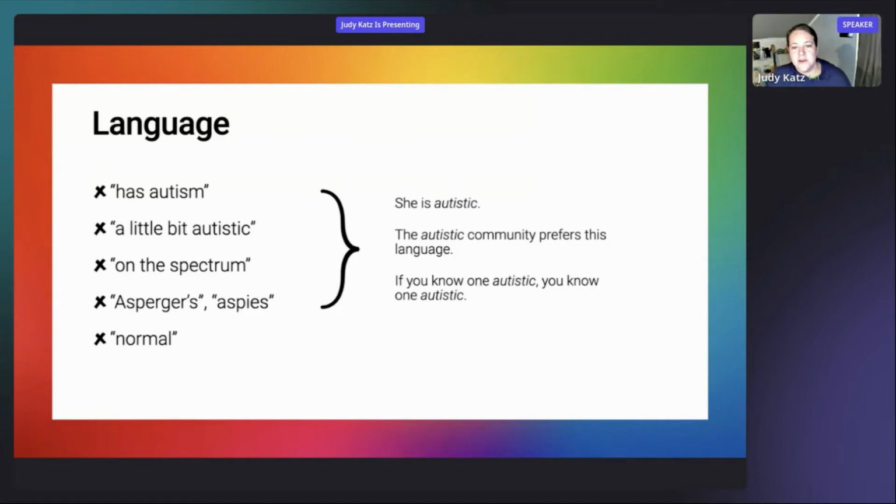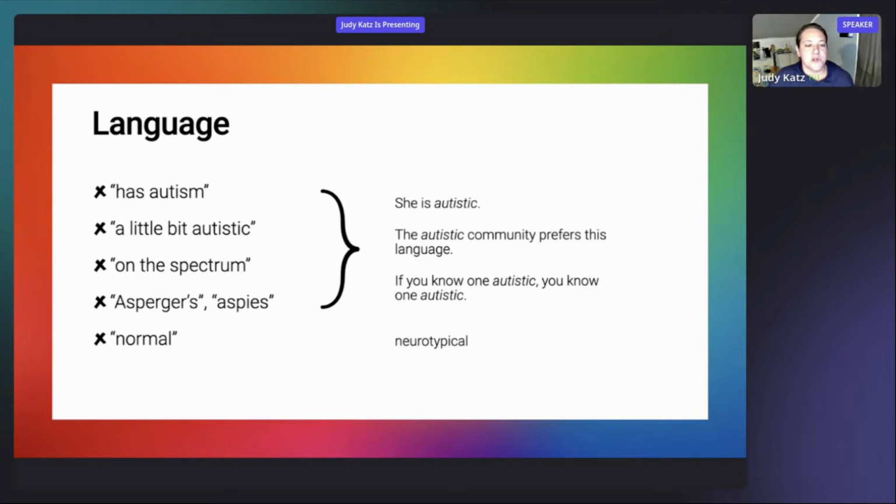The autistic community prefers this language. If you know one autistic, you know one autistic. So we also say that if you know one neurodivergent, you know one neurodivergent. That goes back to all of the different manifestations that neurodivergence can have, and the fact that not everybody has all of them. Not everybody has all of them in the same amounts. And so that's a phrase that you will hear pretty commonly.